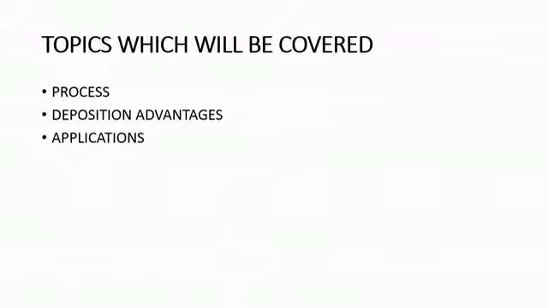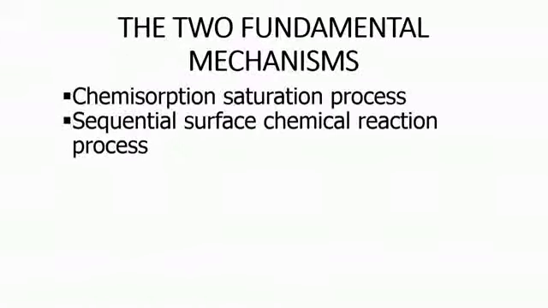We will be covering the process of atomic layer deposition, the advantages of this type of deposition, and applications. So, the process. A first precursor gas is introduced into the process chamber and produces a monolayer of gas on the wafer surface. Then a second precursor gas is introduced into the chamber, reacting with the first precursor to produce a monolayer of film on the wafer surface.